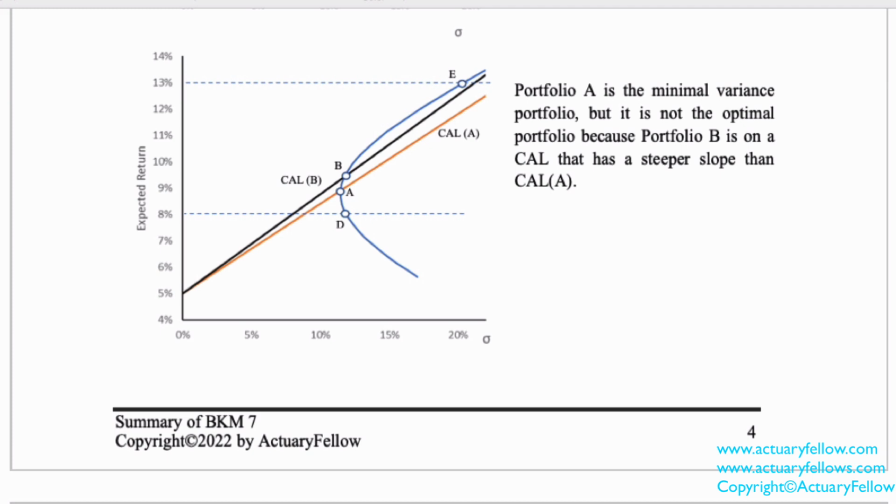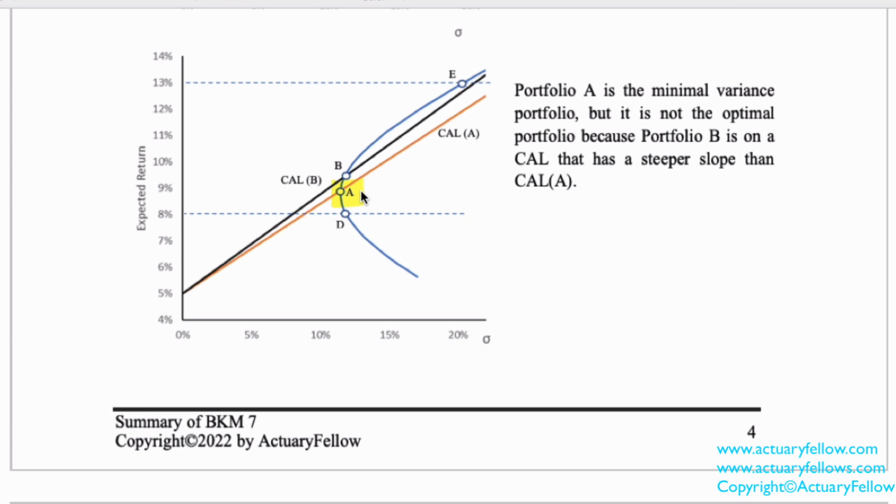The points on the opportunity set represent different risky portfolios. Investor can choose any of these risky portfolios and combine it with risk-free assets to create a complete portfolio that's represented by the CAL from Chapter 6. For example, point A represents the minimum variance portfolio.